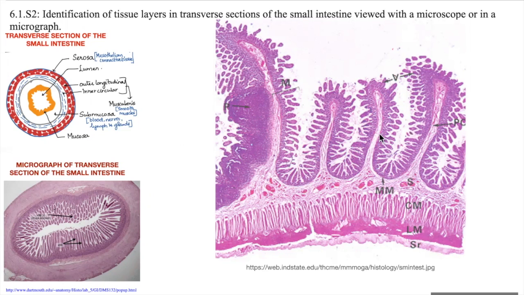So you may be asked to identify these layers. You should be able to identify that the outer one is the serosa, then you have a longitudinal muscle layer, then the circular muscle layer, then the submucosa and the mucosa, which forms the villi. So this was how you have to identify the transverse section of the small intestine.